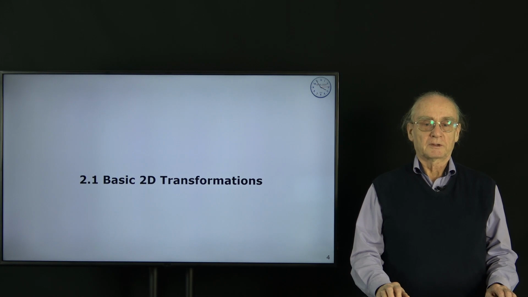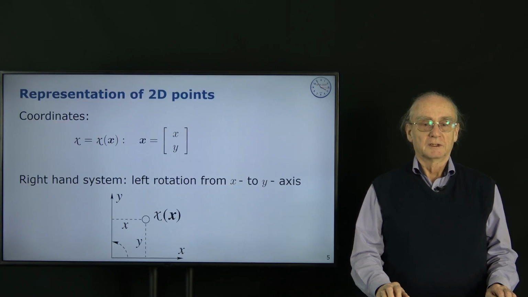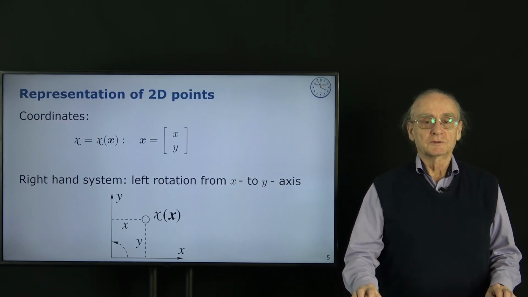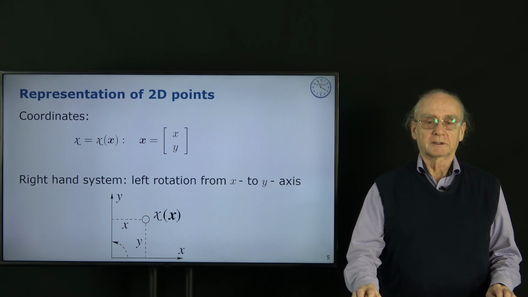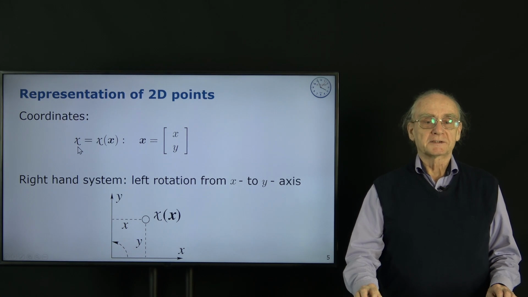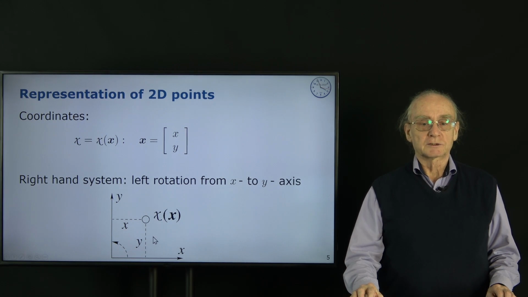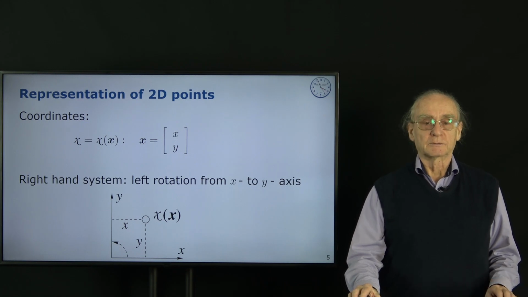So let's start with the basic 2D transformations. First we talk about the representation of 2D points. Of course we use Cartesian coordinates, x and y. And you see here the point has the name x, calligraphic, and is represented by this vector or explicitly by x and y. We assume a right-hand system. That means we have a left rotation from x to y. And x and y are these two distances of the point from the two axes. That's very classical, which you know from school.